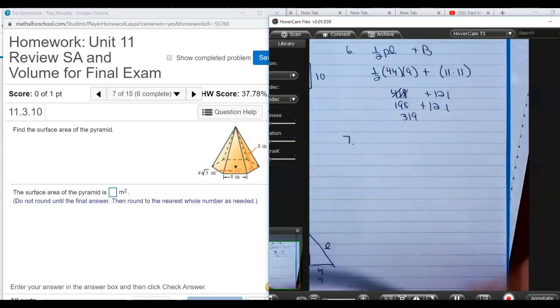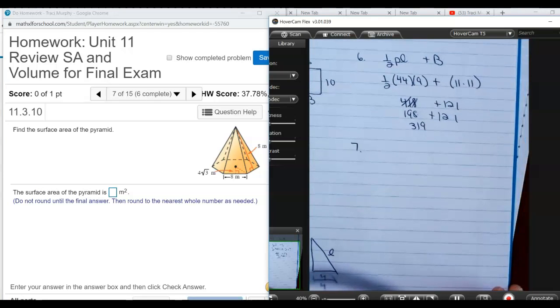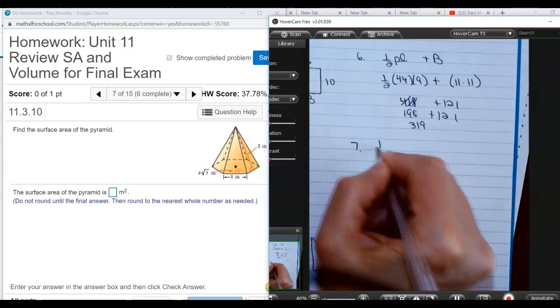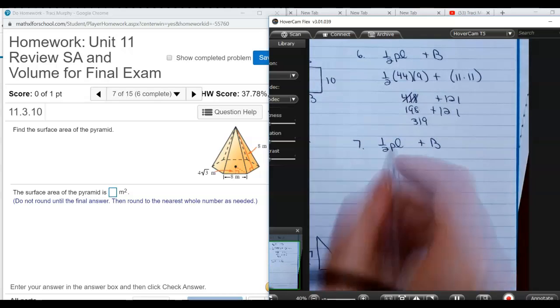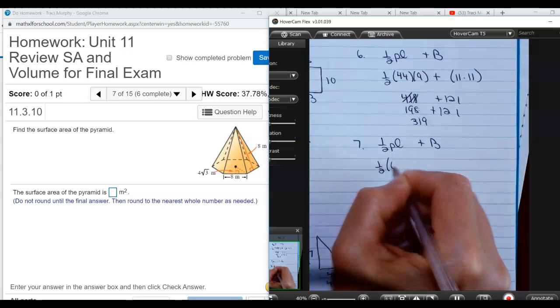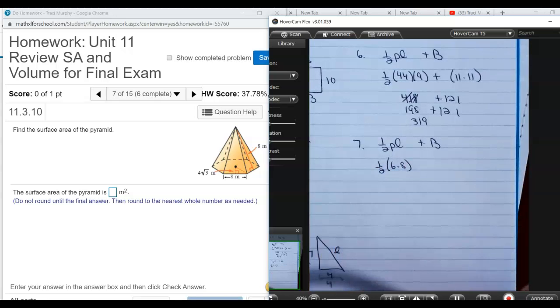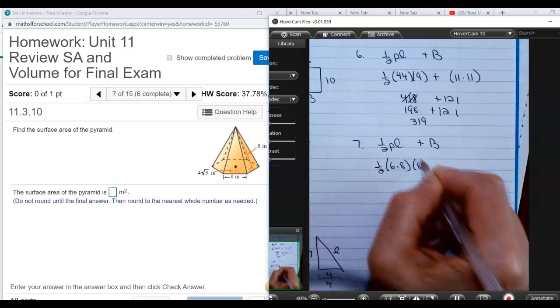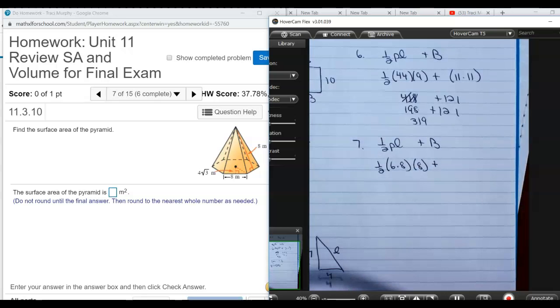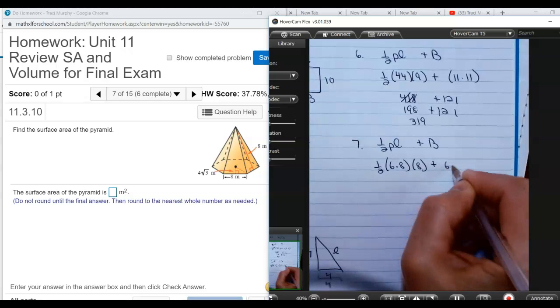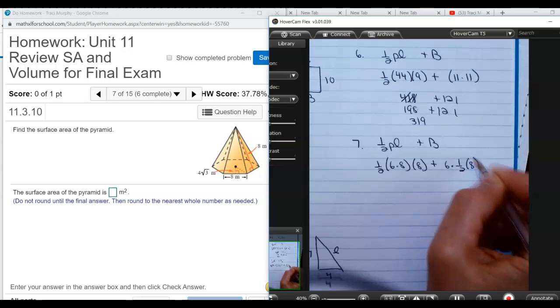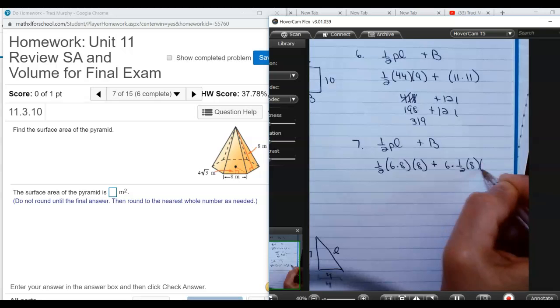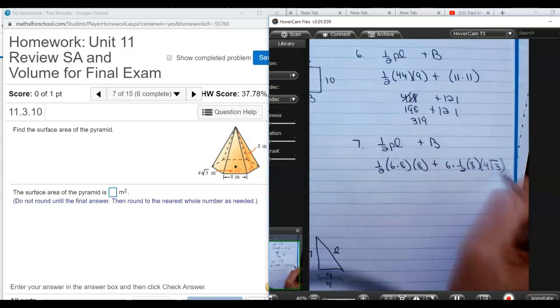Okay, question 7, they want us to find the surface area of the pyramid. So again, we've got 1/2 PL plus big B. In this particular case, each one of those sides are 8, so 6 times 8 would be my perimeter. And again, they gave me the slant height, which is 8. To find the area of the base, it's a hexagon. That means there are 6 triangles, so 6 times 1/2. If you look at one of those triangles, the base is 8, and they've given us the height of that to be 4 radical 3.